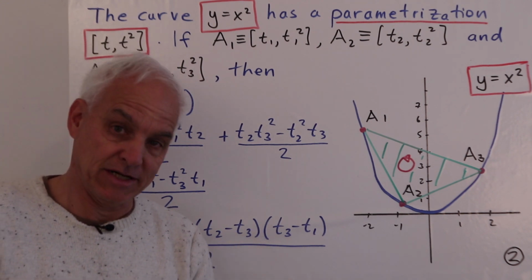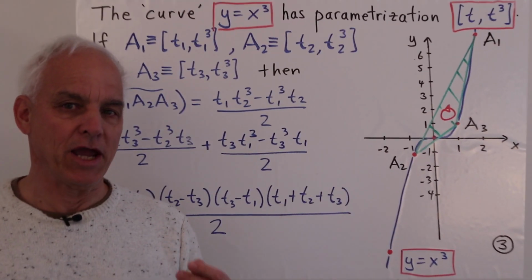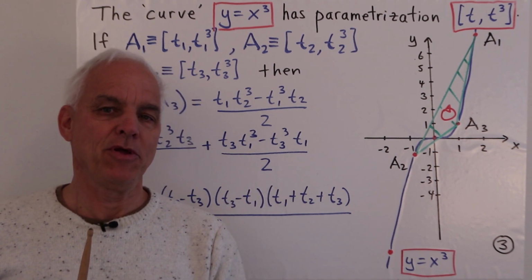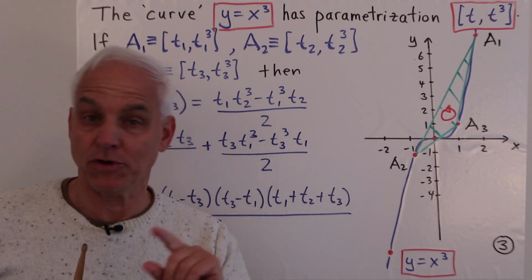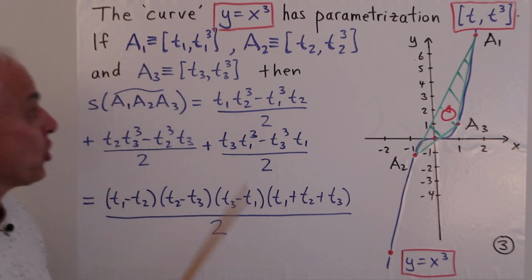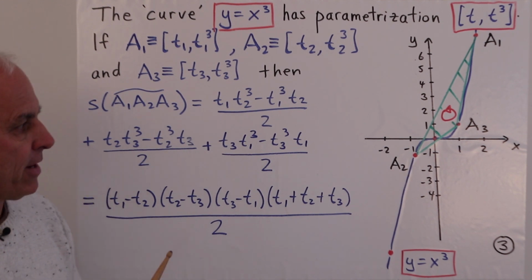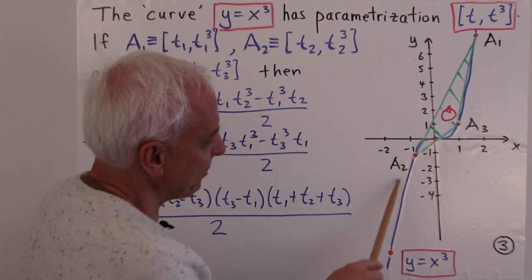If A2 and A3 become the same point, then our triangle is collapsing to just a segment, and it obviously should have 0 area. Okay, so now let's look at a slightly more sophisticated example where we go from a quadratic curve to a cubic curve. Let's consider the curve with equation y equals x cubed. Now that has a graph that looks something like this.